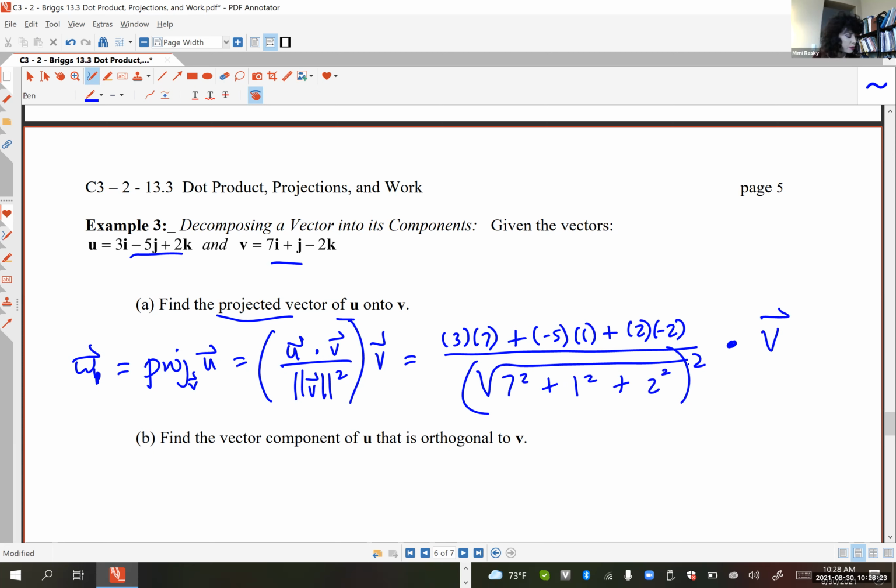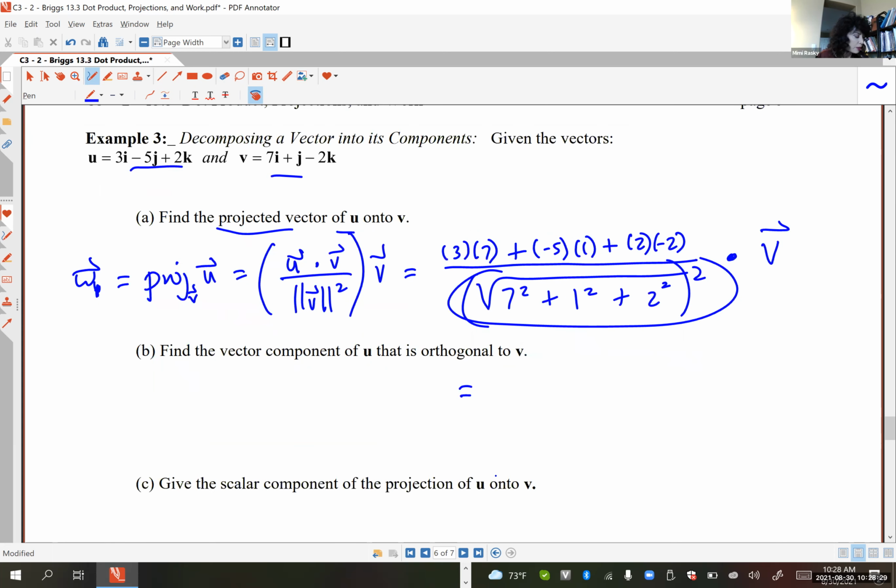So what's that? 54, huh? And then when you square root something squared, you just get the thing. So what do we have here? We have 21 minus 5 minus 4. So it looks like the dot product is 12 all over 54 times the vector v.